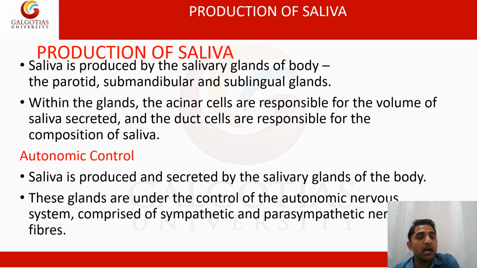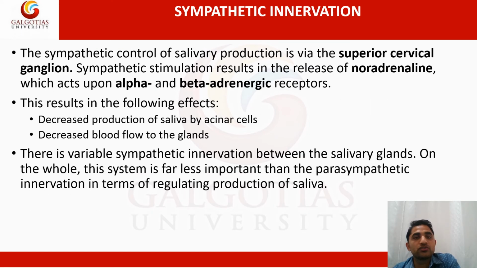Then we come to the autonomic control of the secretion of saliva. These glands are under the control of the autonomic nervous system, comprised of sympathetic and parasympathetic nerve fibers. We discuss the sympathetic control first. The sympathetic control of salivary production is via the superior cervical ganglion. Sympathetic stimulation results in the release of noradrenaline, which acts on alpha and beta adrenergic receptors.